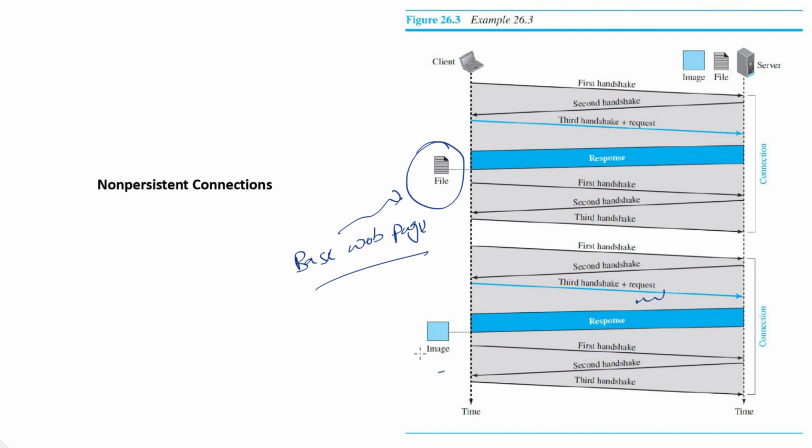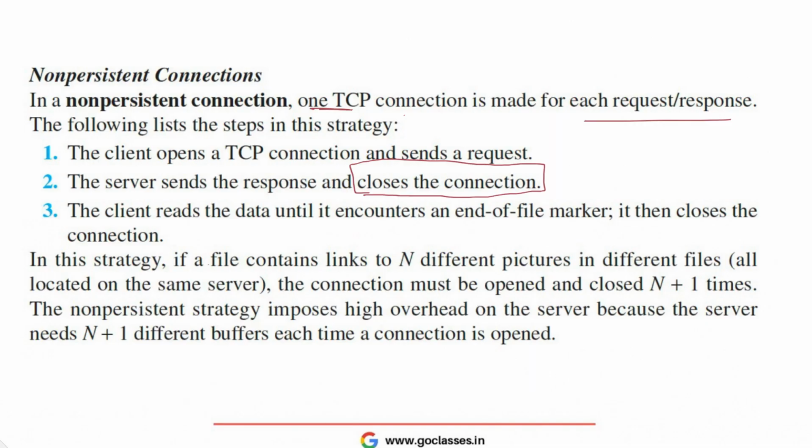So for every object, you need to open the connection and close the connection. Now suppose there are n objects. In this strategy, if a file contains links to n pictures, how many connections do you need to open and close? N plus 1.